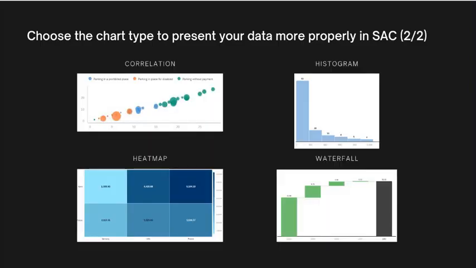Next is correlation. This type of chart is used to show whether the value of one indicator affects another. The relationship between two indicators can be represented in the scatter plot and the cluster bubble diagram. Bubble chart allows you to see the relationship between three indicators, where the third indicator is displayed in the size of the bubble. Histogram next.